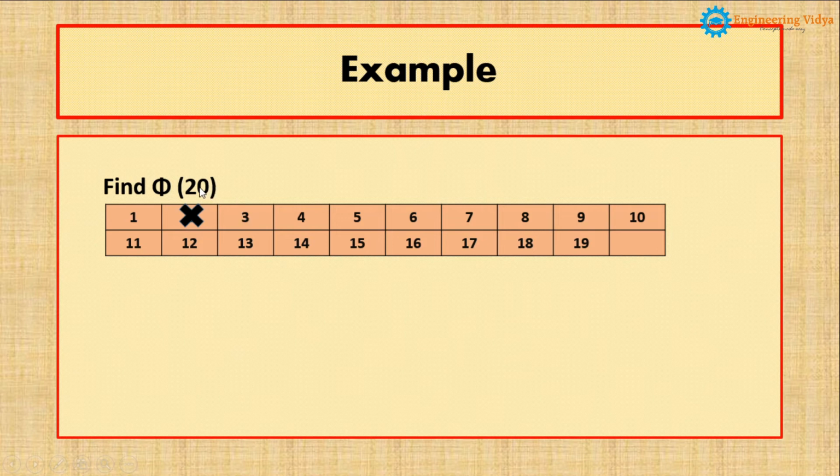So 3 and 20 are not divisible by any common number other than 1, right? In that case, 3 will be accepted. It cannot be discarded. Now I'll check for 4. Here we have 4 and here we have 20.